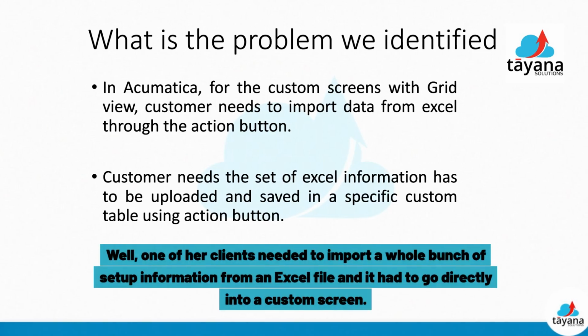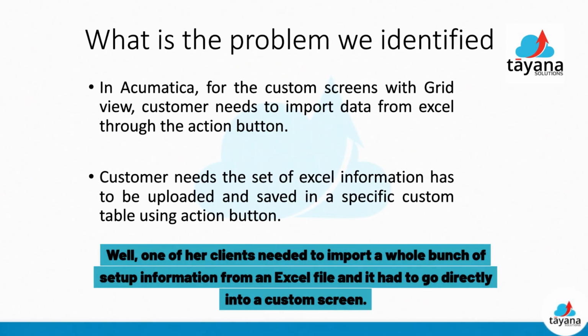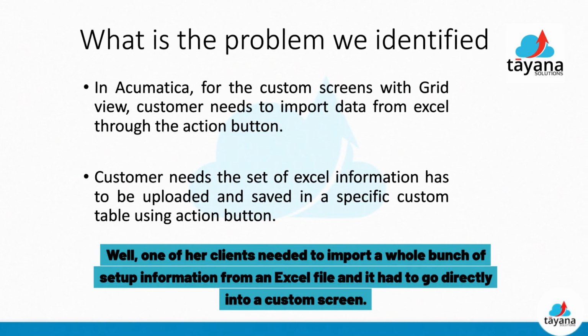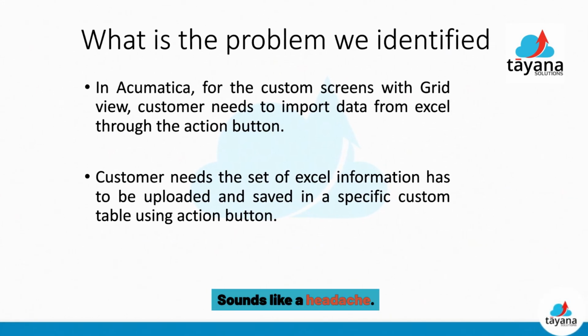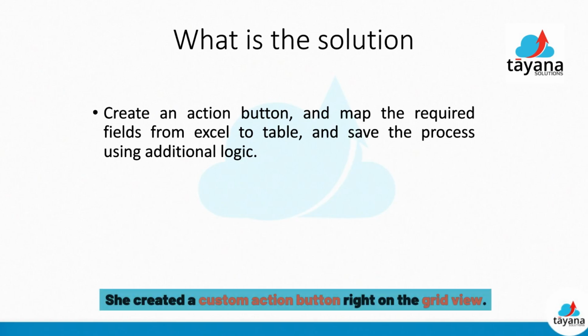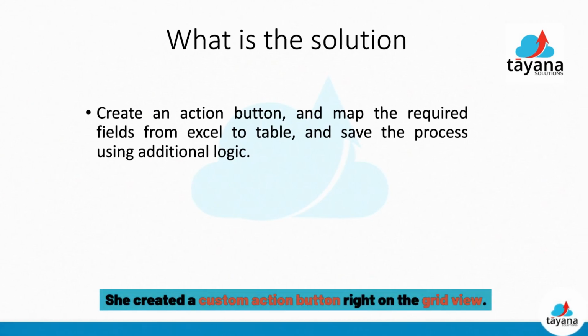Well, one of her clients needed to import a whole bunch of setup information from an Excel file, and it had to go directly into a custom screen. I've been there for sure. Sounds like a headache. So what'd she do? Well, she had this really elegant approach. She created a custom action button right on the grid view.